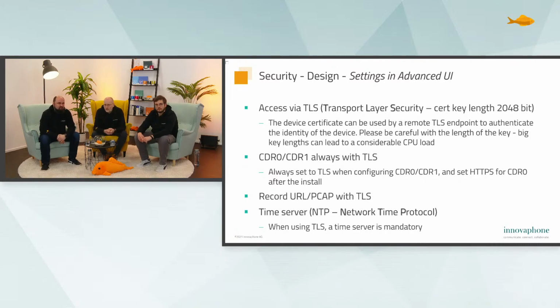Also important: when you configure CDR0 and CDR1 in your gateway, you send this information to an app platform or somewhere you want to log this information. Make sure that you do that with HTTPS so that nobody in the middle can read the information. And the same for recording, of course. You want to have the PCAPs encrypted as well when you send them somewhere.